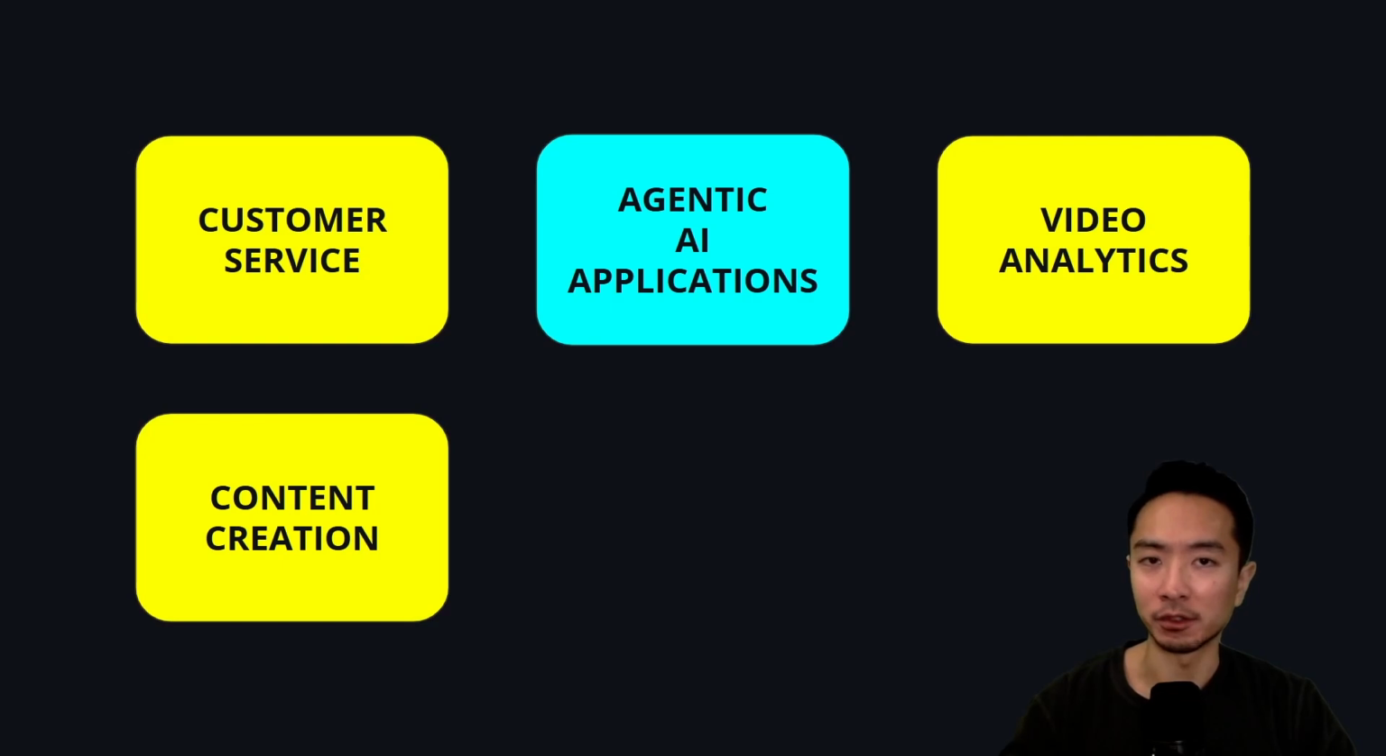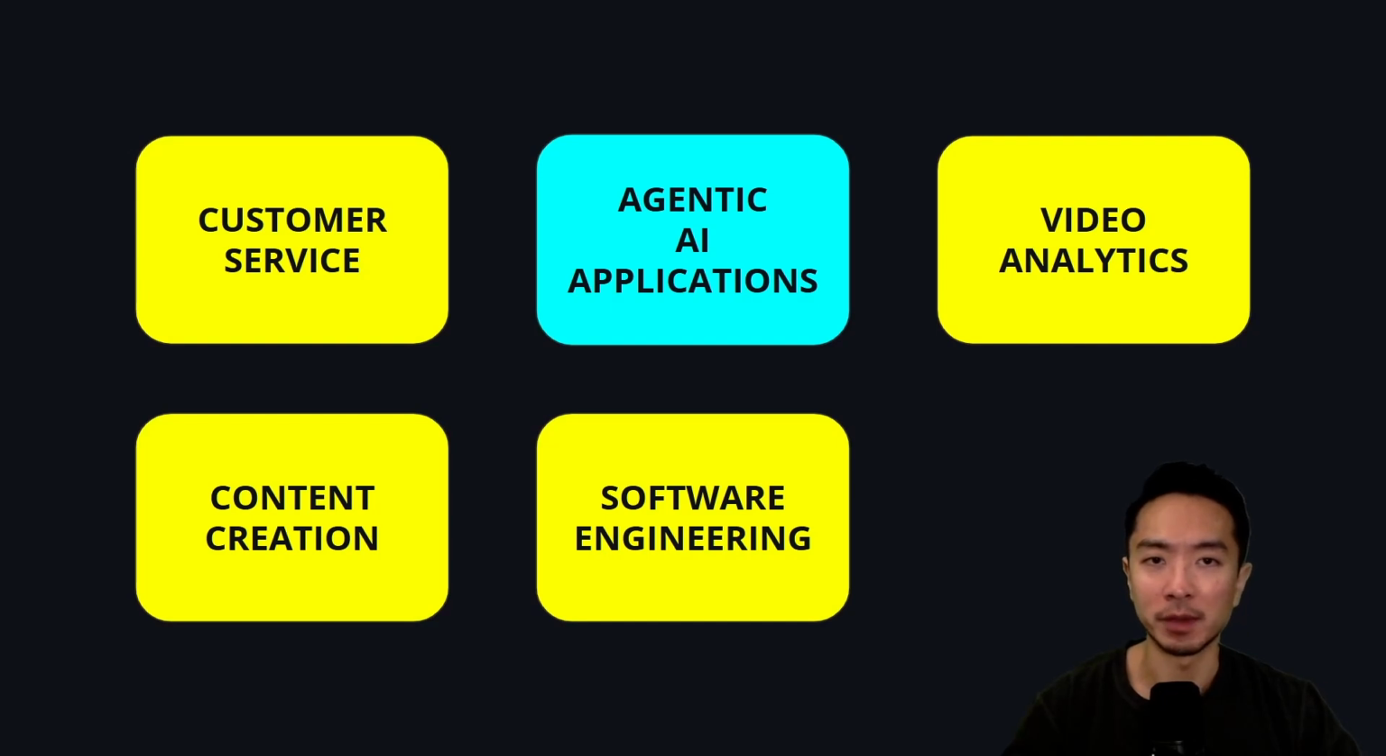Next, we have content creation. So imagine just using a simple prompt and you could create an entire video. This is where generative AI is headed, and we'll see a lot of applications, especially in marketing. Next, we have software engineering. So imagine any sort of repetitive tasks, the AI agent can handle that for you. So you can spend more time on important things and focus on higher level decisions.